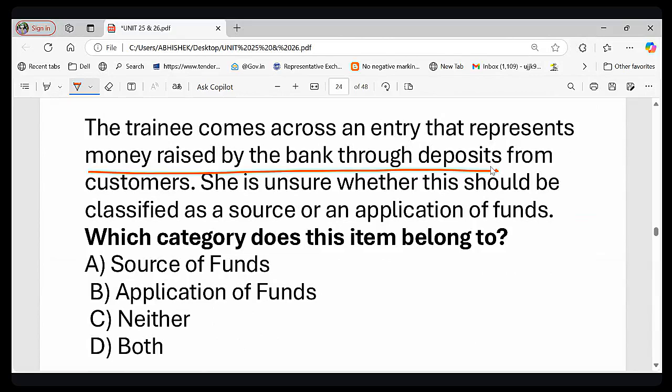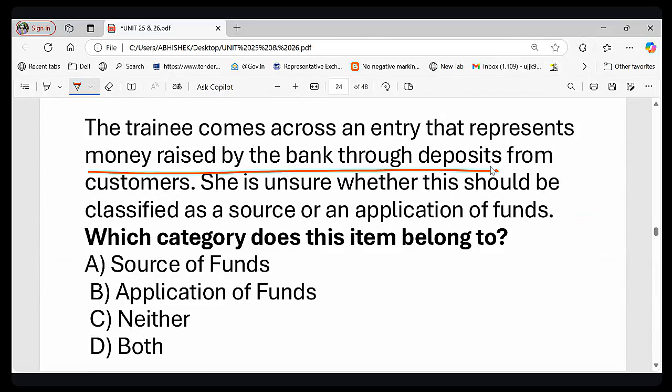So you came across an entry that represents money raised through customer deposit. Now you need to classify it correctly as either source of fund or application of fund. So how should this deposit entry be classified? Option A, source of fund. Option B, application of fund. Option C, neither. Option D, both.